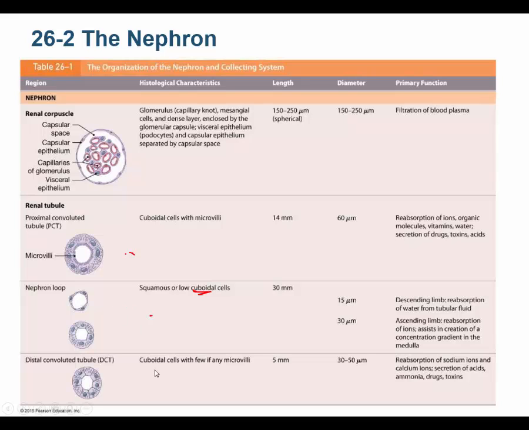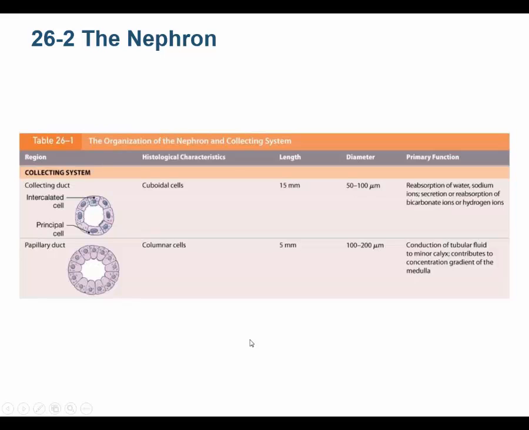We already talked about the distal convoluted tubule. It's simple cuboidal. It doesn't have the same volume or number of microvilli that the proximal convoluted tubule does. It does have a few microvilli. Matter of fact, it says it right here: few, if any, microvilli. There's a few in the distal convoluted tubule, but not much. In the collecting duct system, you can see that we have intercalated cells and principal cells, two different cell populations making up the collecting duct.